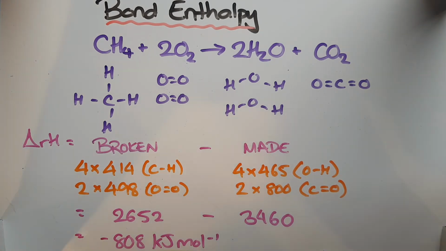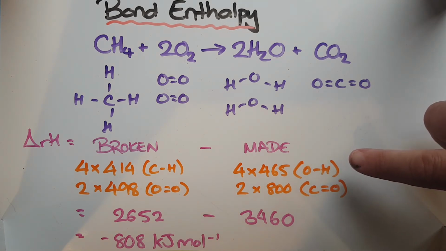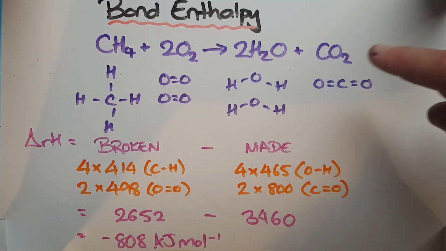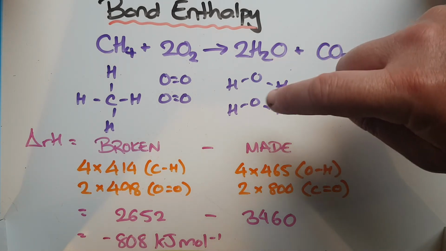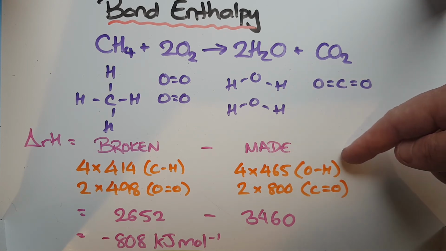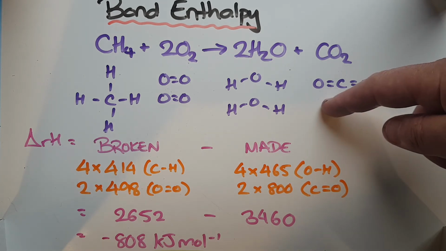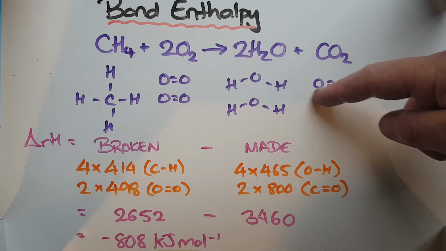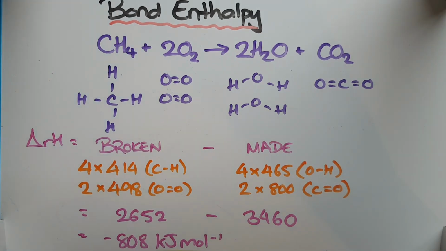Then separately I'm going to do the bond enthalpies for the bonds that are being made. And I'm going to do those separately. So I've got 2 water molecules, each with 2 OH bonds. So 4, 2 times 2, of the OH bonds. So 4 times 465. I've also got CO double bonds because that's carbon dioxide structure. I've got 1 of those, so 2 CO bonds in there, so 2 times 800. I add these up and I get 3,460 kilojoules per mole.